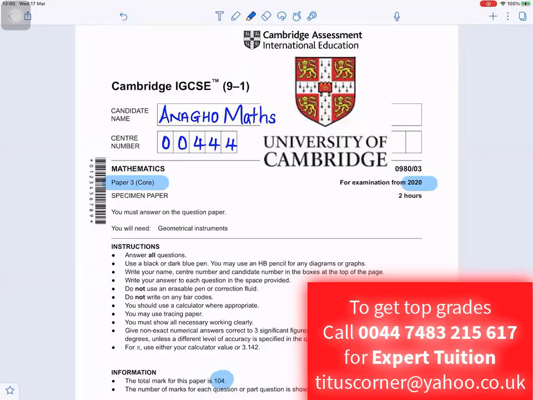Mathematics paper 3 core specimen paper, 2020. 0980/03 Cambridge IGCSE 9 to 1, grades 9 to grade 1. Candidate name Anago Maths Center 00444. Total mark for this paper is 104. Use a black or dark blue pen.